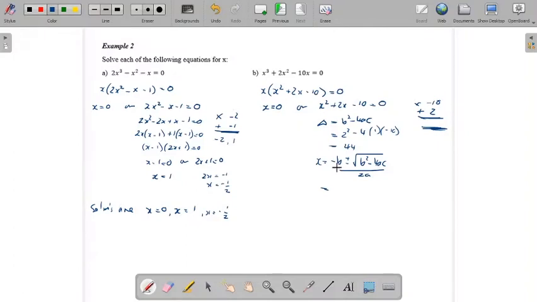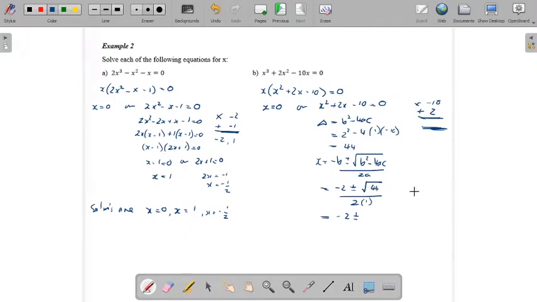Okay, -b, so it's going to be -2 plus or minus the square root of b squared minus 4ac, which we have already got here, so that's 44, over 2 times a, which is 1. So we've got -2 plus or minus. We'll simplify this, reduce this surd down.